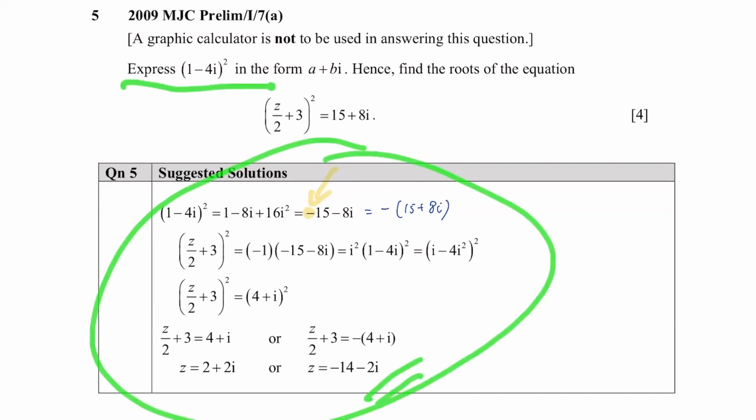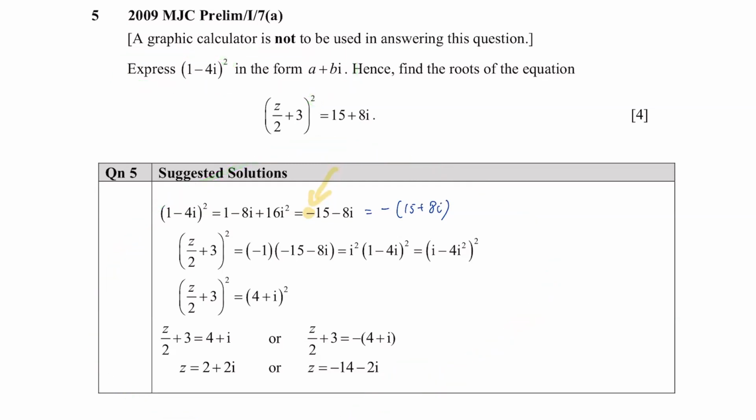Every time they tell you something in the front, like express as whatever, it's a hint that you need to use this. On the left side, there's a square. Here also there's a square. You need to see the pattern. I think you would have been able to see the pattern if you didn't make the careless mistake of missing out this negative sign. If you got minus 15 minus 8i, you can immediately tell they are negatives of each other. Then from there, you could tell, hopefully, that it's i squared, and then you can factor as something squared.